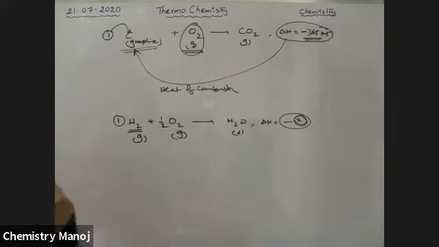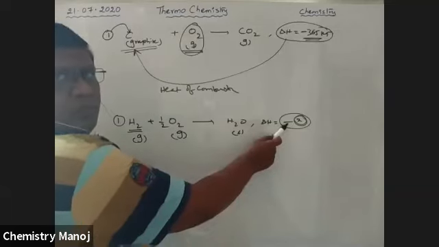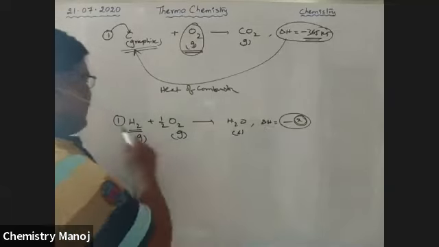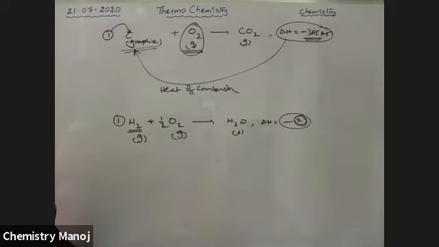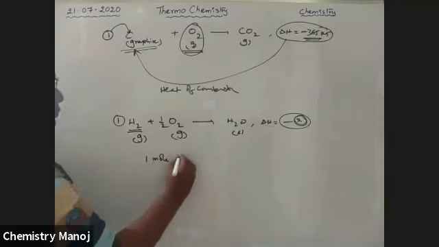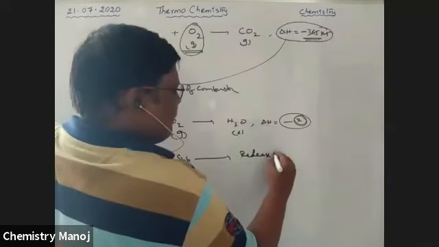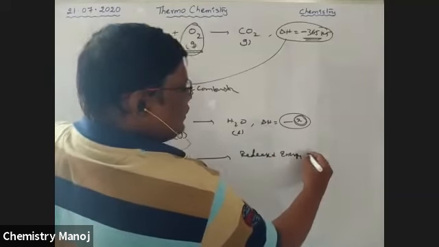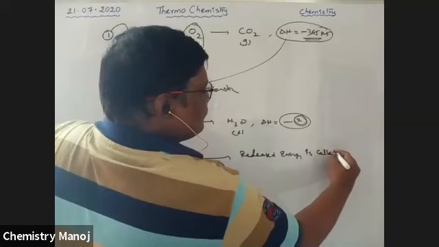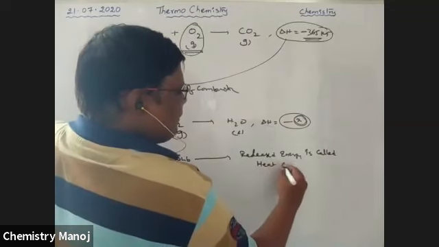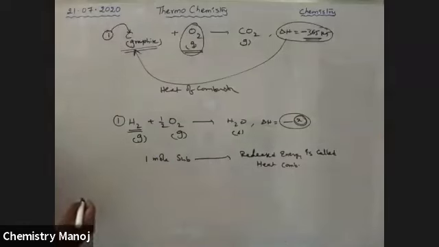What is heat of combustion? It is the change in enthalpy, the amount of energy released, when one mole of a substance is completely burned in excess oxygen. That is called the heat of combustion. Therefore, for one mole of substance, the energy released is called the heat of combustion.